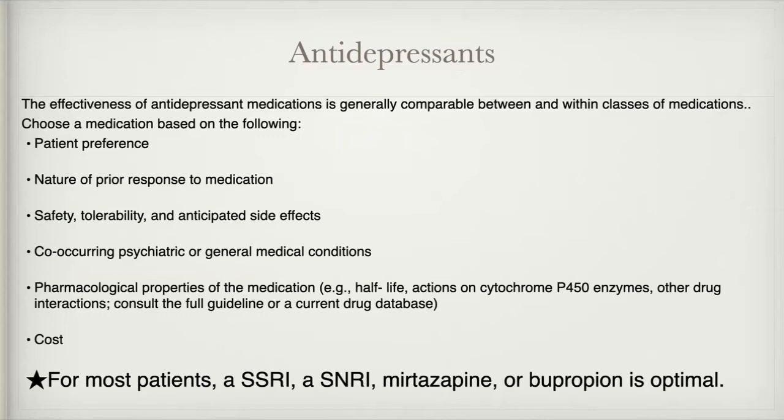So we can choose a medication depending on the patient's preference or the nature of the prior response to medication, the safety profile, tolerability, and side effects of the medication, the concurrent psychiatric or general medical conditions, the pharmacologic properties of the medication, as well as the cost. For most patients, the first-line antidepressant medications are SSRIs, SNRIs, mirtazapine, or bupropion.